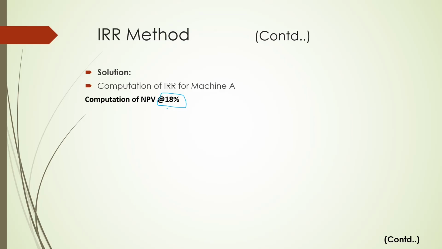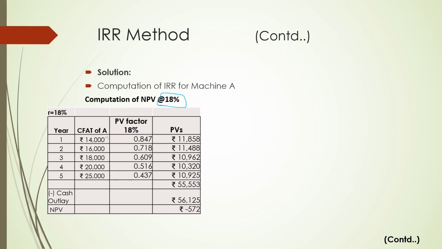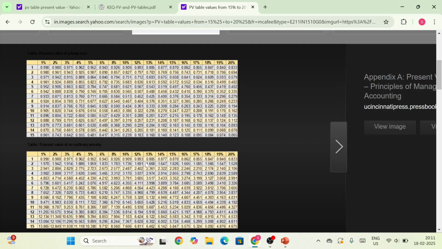Now, let us calculate the NPV at 18% for machine A. So, how do you calculate it? Your cash flows will be taken, and the PV factor at 18% will be taken: 0.847, 0.718, 0.609, 0.516, 0.437. Let me show you where we are getting all these values. This is table 3. Table 3, you are calculating for 18%, right? So if you see here 18%, you have to take all the 5 years: 0.847, 0.718, 0.609, 0.516 and 0.437. These are the values you need to take.